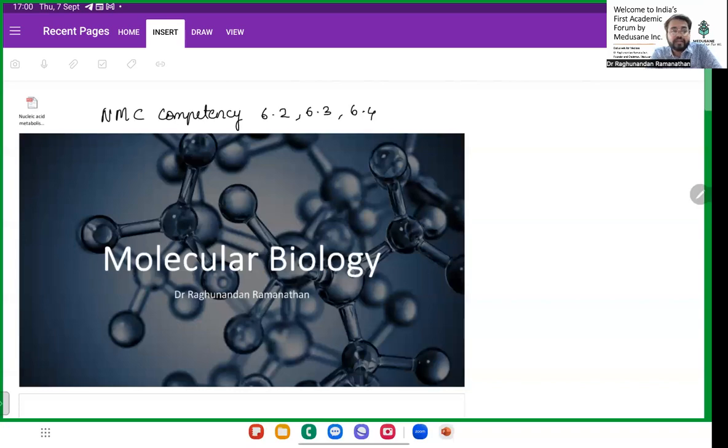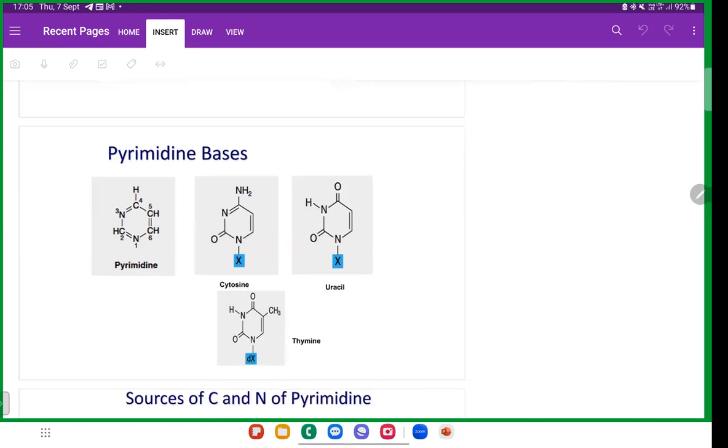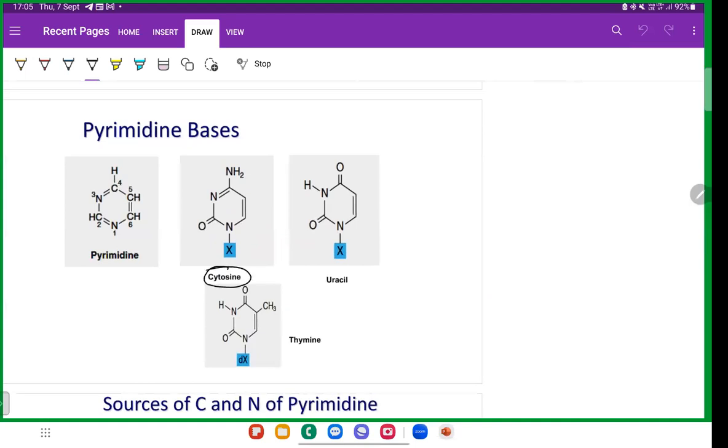So let's start with pyrimidine metabolism today, to discuss pyrimidine synthesis. I will tell you very simply. The pyrimidine structure will look very confusing, so how to remember it? I'll tell you. Pyrimidines are only 3: one is cytosine, one is uracil, and the other is thymine.